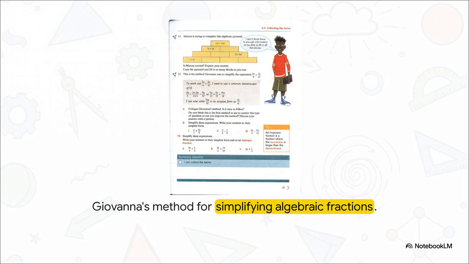She writes 14a over 12. Then she uses our very first tool, the highest common factor, to divide the top and bottom by 2, simplifying the final answer to 7a over 6. It perfectly merges our fraction tools with our brand new algebra skills.